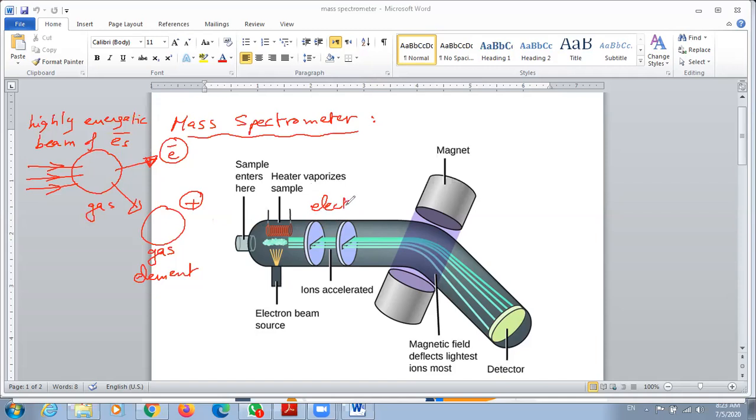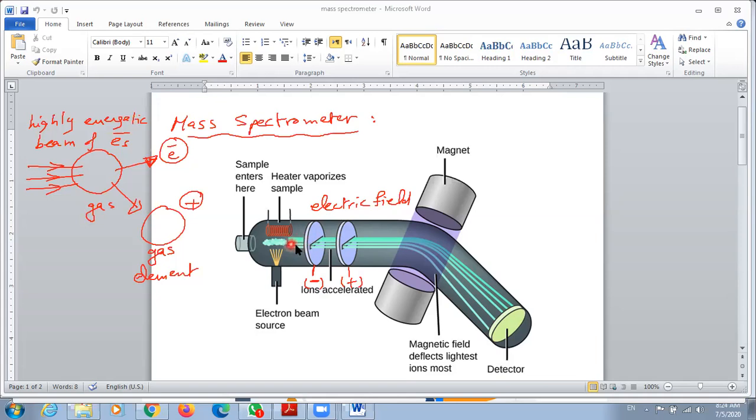What is the electric field? It means that we are going to introduce two plates in front of our sample, the positive ion, where one of them is negatively charged and the other is positively charged. So our positive ions here are going to be attracted strongly to the negative plate of the electric field. And as it is attracted strongly to this plate, it's going to pass through a hole here inside this plate.